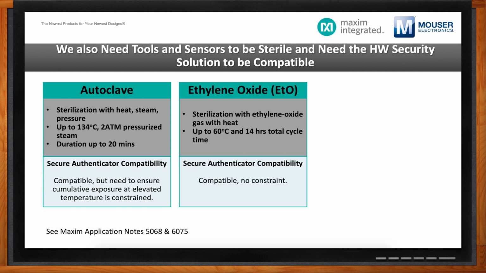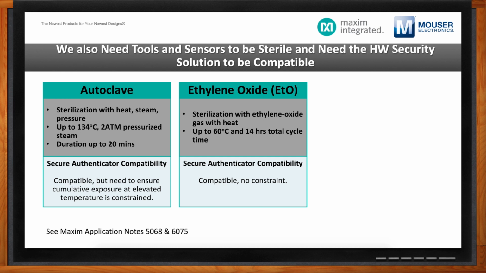Ethylene oxide is another one. This is a gas, and we use heat as well to sterilize. Again, compatibility is not an issue, so no constraint with our products here. But a point to talk about with ethylene oxide: the EPA has been cracking down on the use of ethylene oxide for sterilization within the last year or so. And so industry is scrambling a little bit on dealing with that.